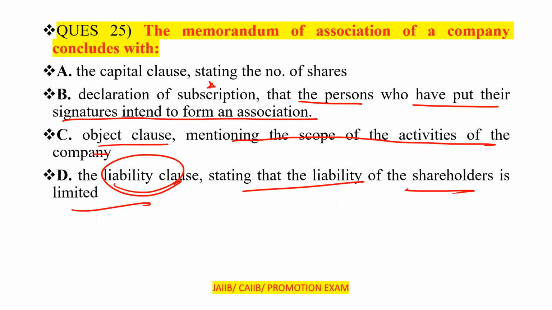So option number B is the correct answer. Basically, it concludes with the declaration of the subscription that the persons who have put their signature intend to form the association. Clear? So option number B will be the answer.